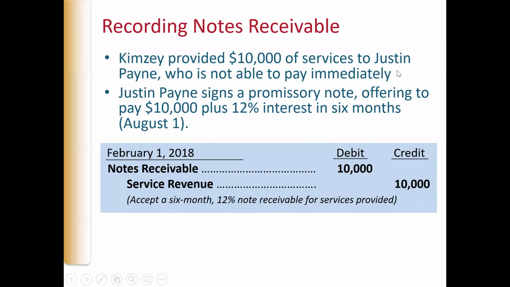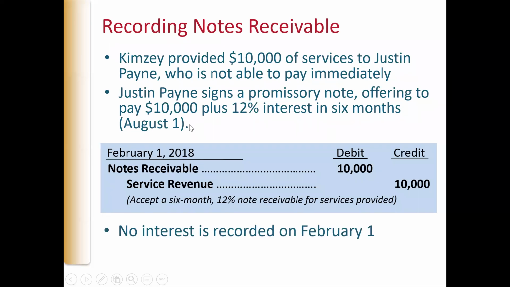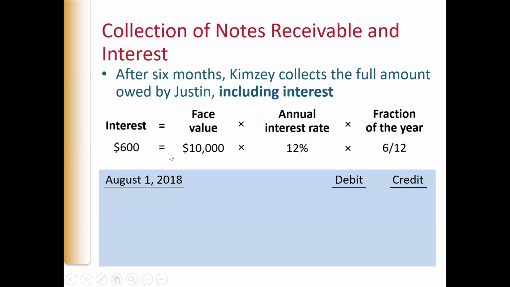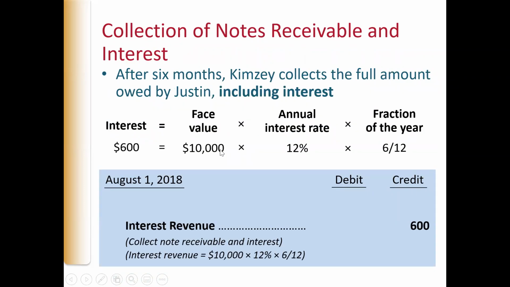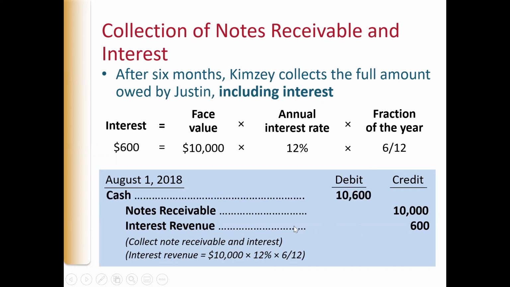Then when they pay the loan off, we don't record interest right away because we haven't earned any interest yet. But when the loan gets paid off is when we'll record, in this case, because it's under a year, our interest. So when we finally collect the note, we will show our credit to interest revenue for $10,000 times a 12% interest rate times 6 months out of 12 months. We'll show our full notes receivable of 10,000 and we debit our cash for the full amount.